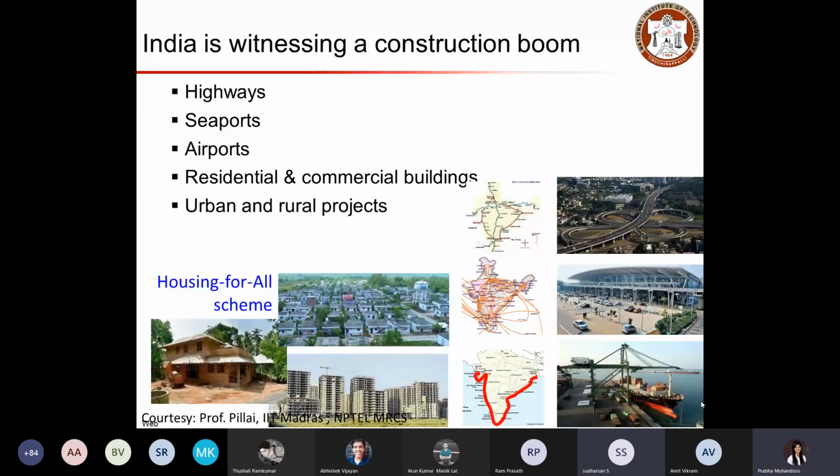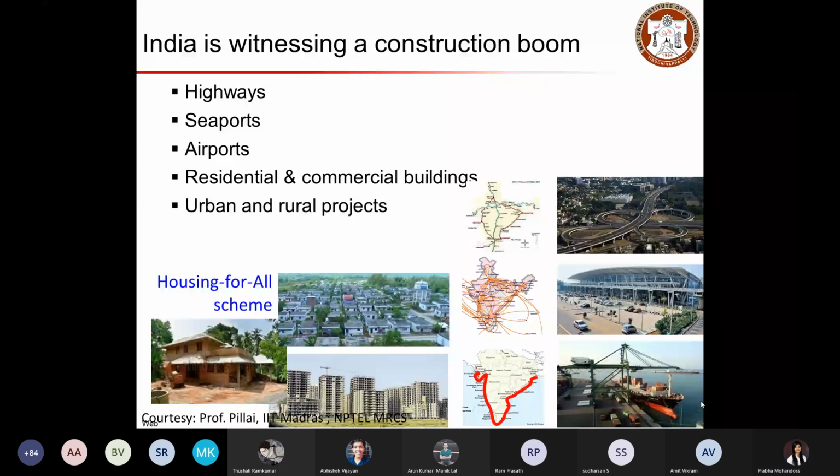So here I have just shown you the significance of the construction boom in our country, right? India is a growing country which deals with a lot of infrastructure projects. So it could be highways, seaports, airports, residential and commercial buildings, and urban and rural projects.